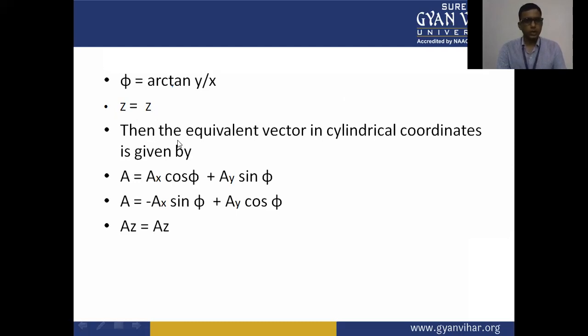Then the equivalent vector in the cylindrical coordinate system is given by Ar equal to Ax cos phi plus Ay sin phi, Aphi equal to minus Ax sin phi plus Ay cos phi, and Az equal to Az. This is the vector in the cylindrical coordinate system.